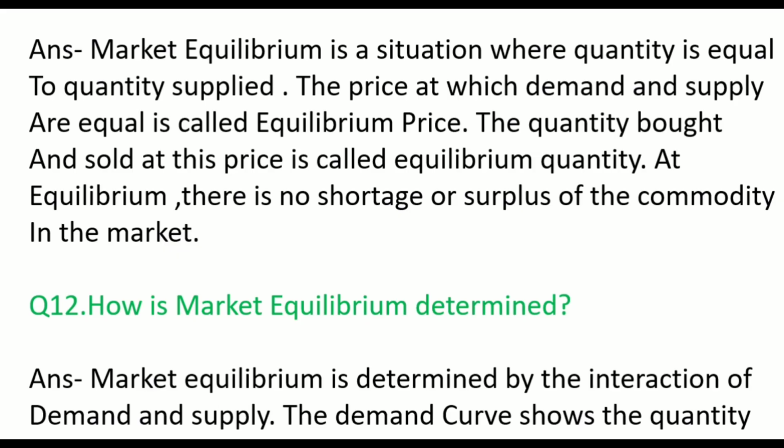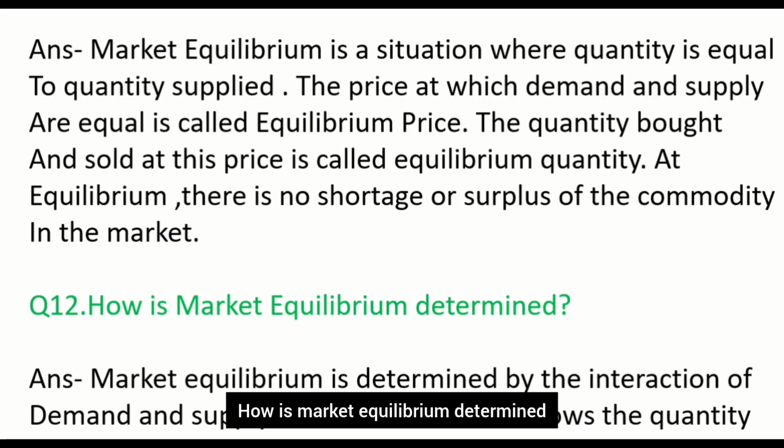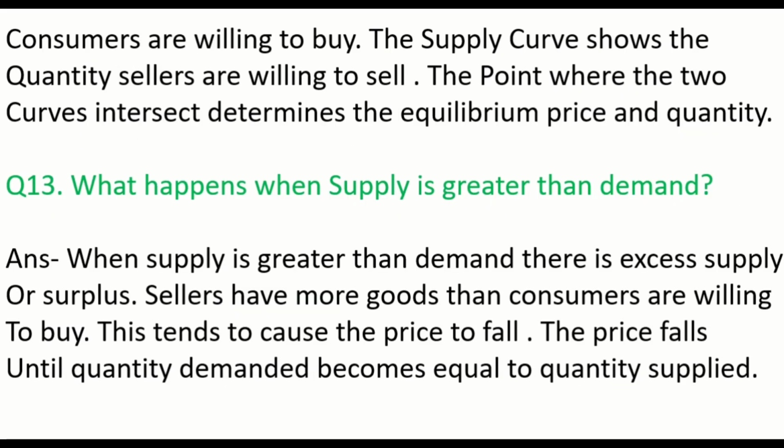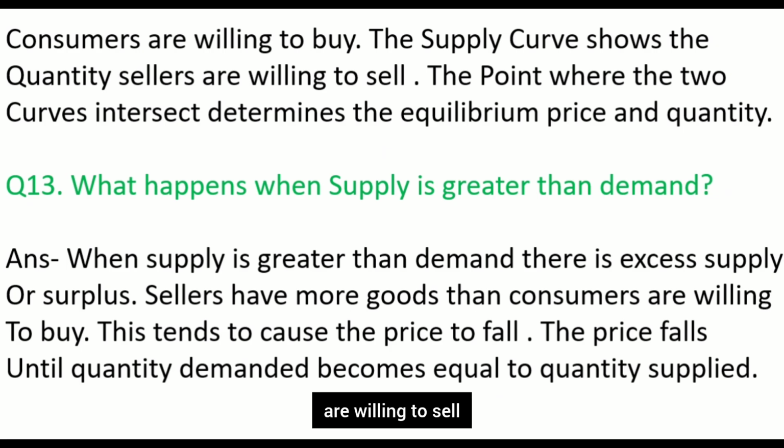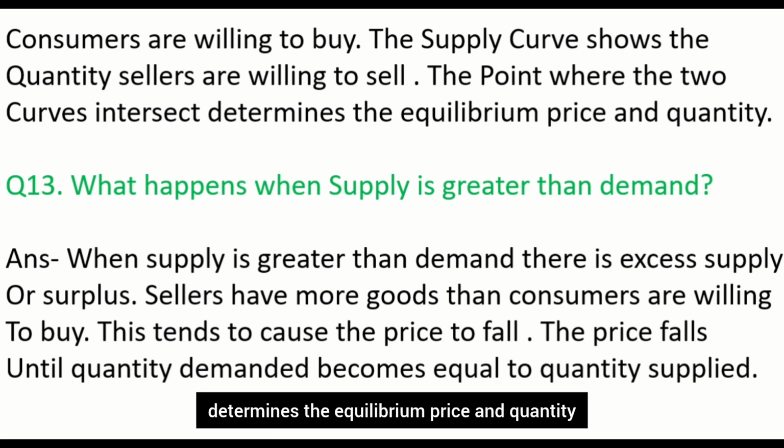Question number 12. How is market equilibrium determined? So market equilibrium is determined by the interaction of demand and supply. The demand curve shows the quantity consumers are willing to buy. The supply curve shows the quantity sellers are willing to sell, and the point where the two curves intersect determines the equilibrium price and quantity.